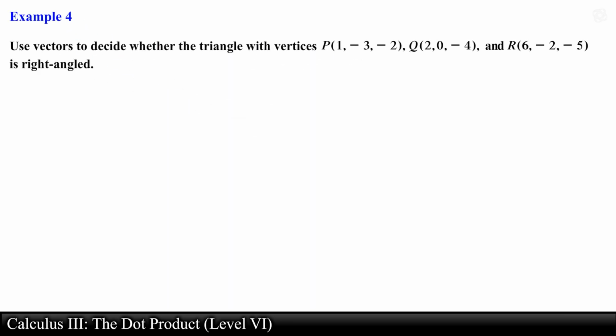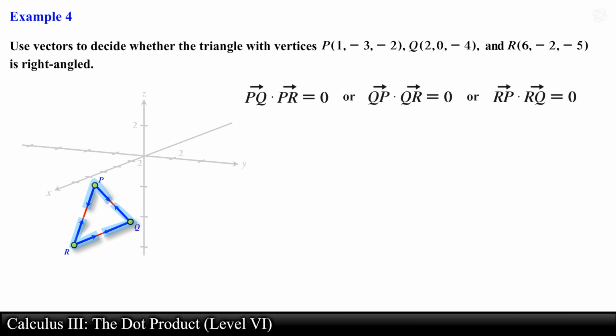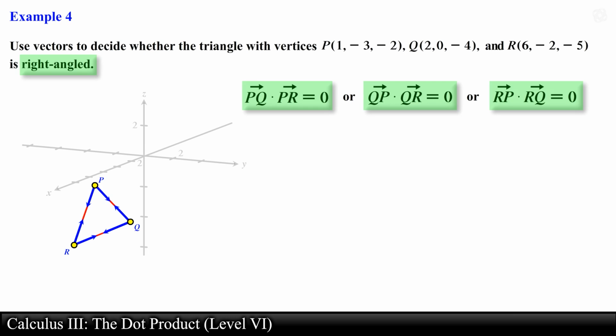Use vectors to decide whether the triangle with vertices P, Q, and R is right-angled. Okay, here we have a triangle with vertices P, Q, and R. We are asked to determine if the triangle has a right angle. One way in which we can determine this is by finding the component form of the vectors that form the angles on the triangle and dot them together. If the result happens to be equal to 0, we can conclude that the triangle is a right triangle.